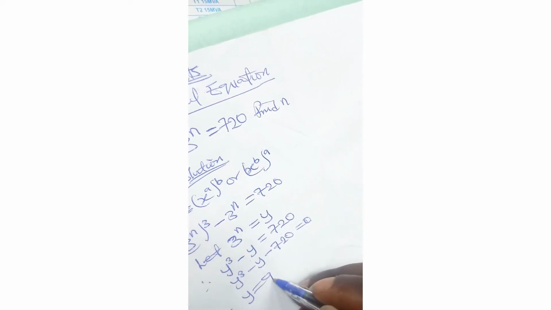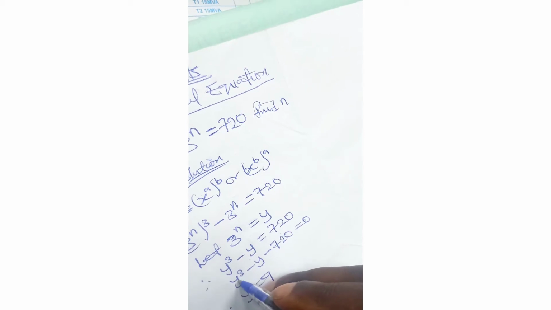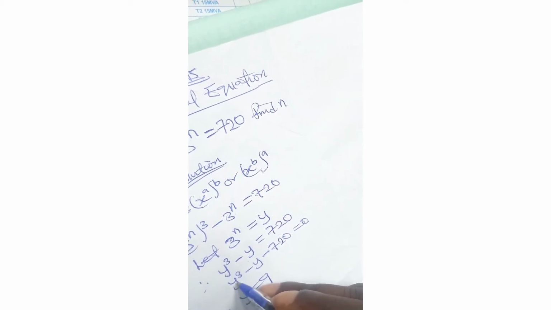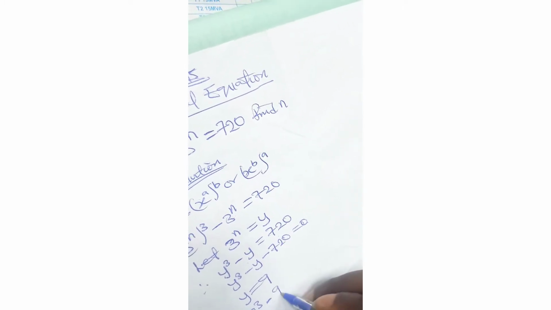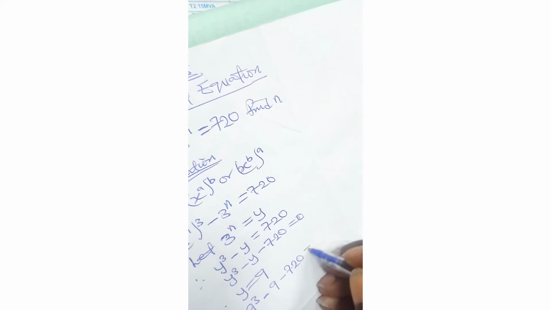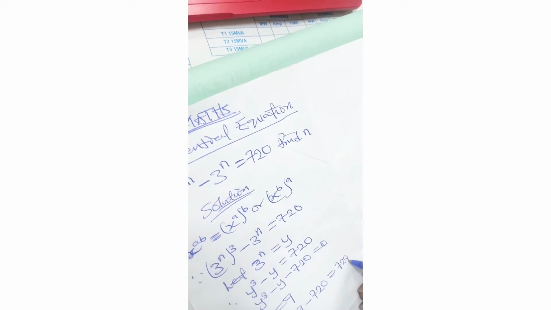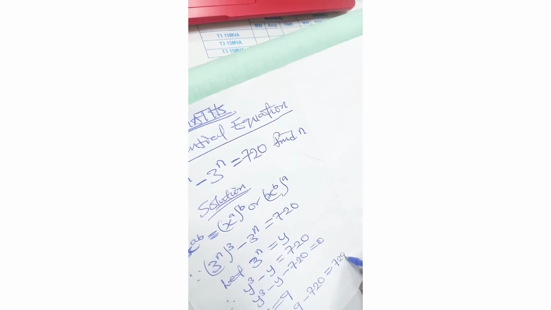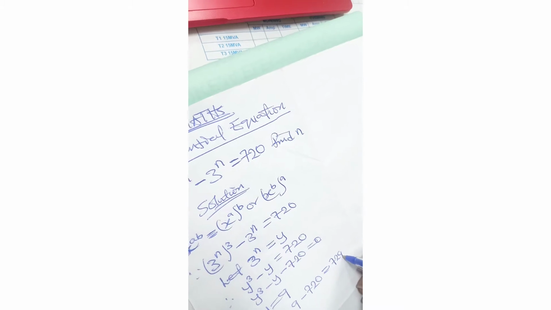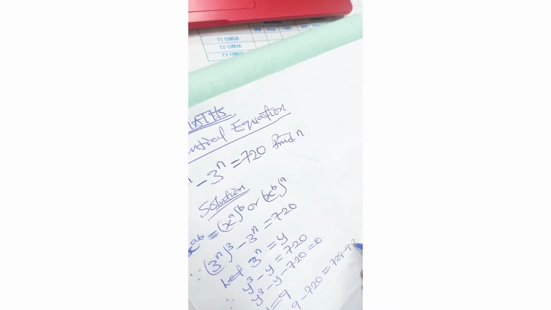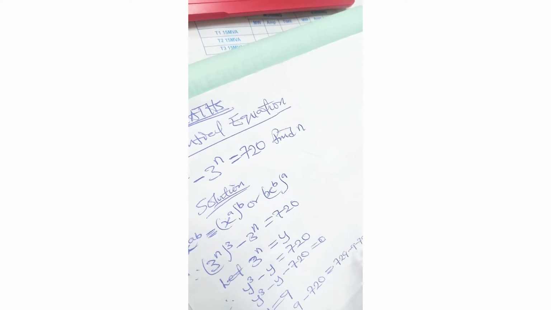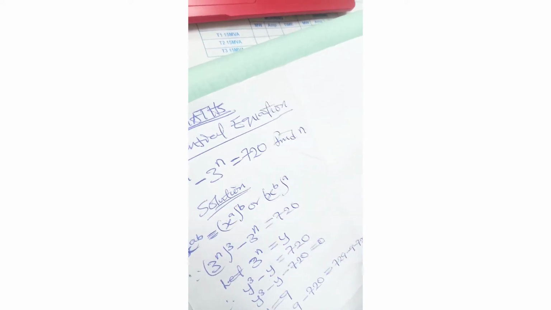Now, let's replace y with 9 in this equation. Anywhere we see y, let's replace it with 9. We are going to have 9 raised to power 3 minus 9 minus 720. Let's see if it's going to be equal to 0. Now, 9 raised to power 3 is going to give us 729. That is 9 times 9, 81, times 9, 729, minus 9 minus 720. So let's look at this. This is going to give us 0.